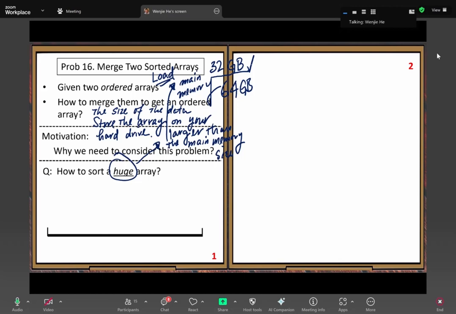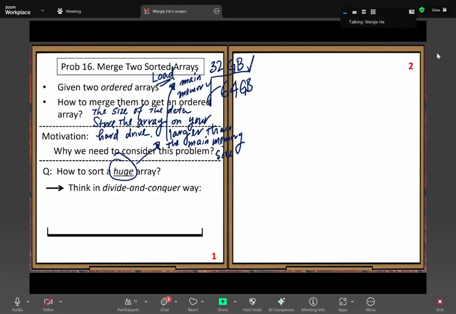The question: how do you solve this problem? Overcoming the technical limitation. That's the question. Okay? All right. Let me say a few more words. We use divide and conquer.